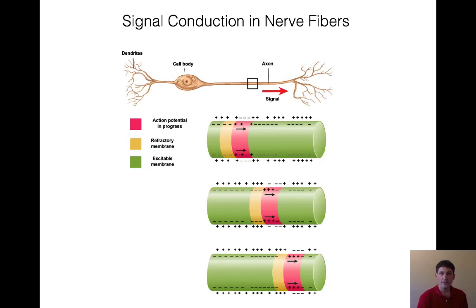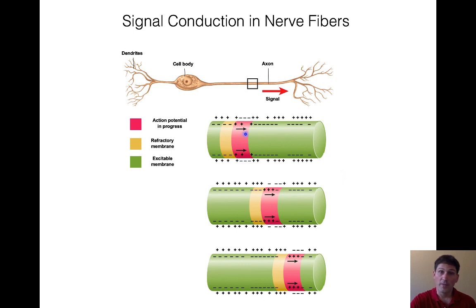So another way to look at this, and I like this visual because it's showing us our action potential in progress, our refractory membrane, and our excitable membrane, so we can see the different voltages along this axon, and you can see how here is our action potential. It's moving down our axon. You can see our refractory period behind it, so these sodium channels aren't going to open, and this is going to follow in closely behind our action potential, and then we restore the excitability behind it.